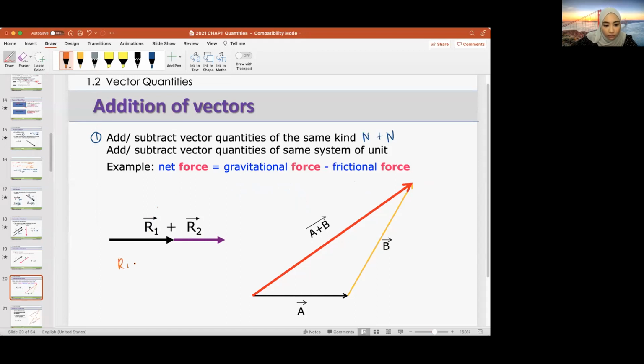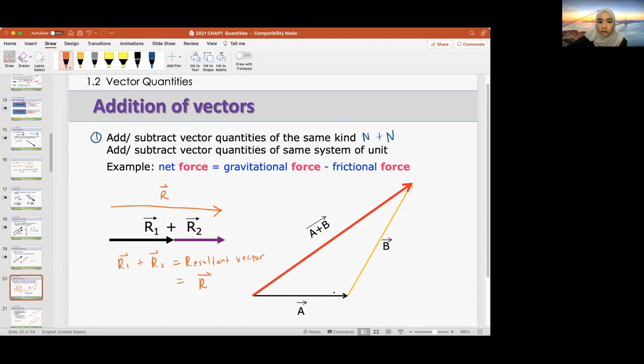So R1 vector plus R2 vector will give me something called the resultant vector. Most of the time, it will be denoted as capital R with that arrow on top. That is your resultant vector. The resultant vector of R1 plus R2 is this guy, R vector, resulting. So R1 plus R2 gives me the resultant vector, that orange arrow. This is straightforward. R1 and R2 have the same direction, easy peasy.